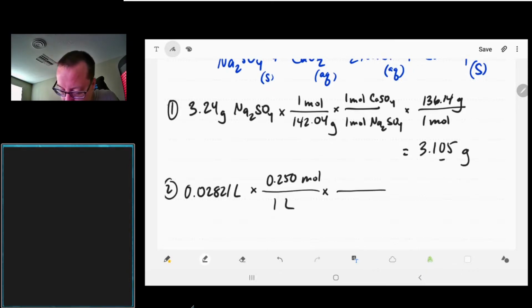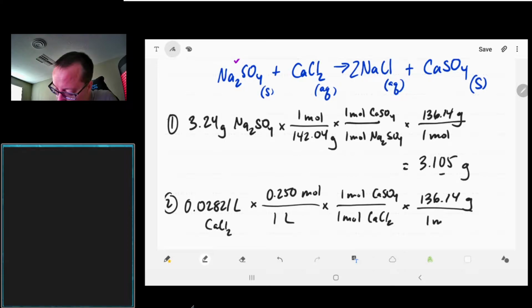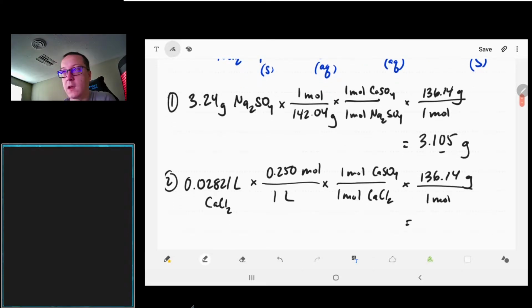This is, of course, calcium chloride. This is 1 mole of calcium sulfate. And since we're asked for the mass of calcium sulfate, that's when we're going to use our molar mass. Let's go ahead and do this. 0.02821 times 0.25 times 136.14. We get 0.9601.